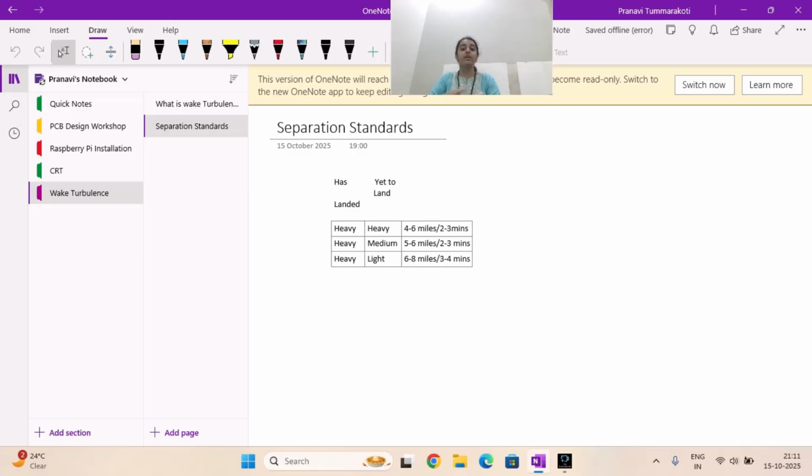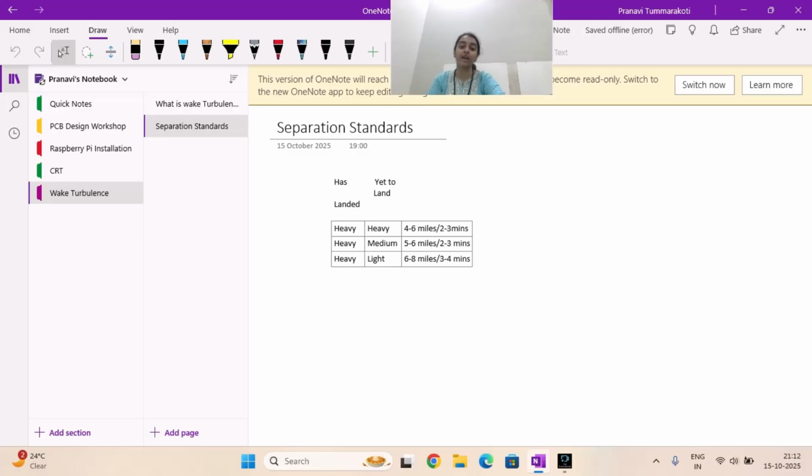Similarly, if an A380 has landed and a medium aircraft such as an A320 has to land, it has to wait the same 2 to 3 minutes, but it has to maintain a greater separation distance of 5 to 6 miles. The reason is, as I mentioned, that weight plays a huge role. If the weight of the aircraft is less than the one which has already landed, it is at higher risk of being affected by turbulence and ultimately having a crash landing. To avoid that, these separations exist. I've already spoken about light aircraft many times in this video, and what the criteria are if a light aircraft has to land. So this is all about the separation standards.